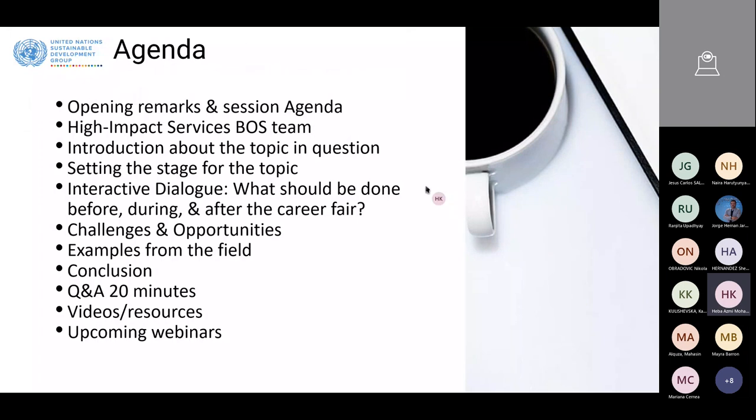So here we have the agenda of the slides of the presentation, which you can see on the screen. The agenda is pretty agile. First, we will start with the introduction about the topic, setting the basis, the theoretical background. And then we will follow that with an interactive dialogue about what measures we should take before, during, and after the inclusive career fair. And we will follow that, hopefully, with experience from the field, if you want to share with us any experience that you might have organizing inclusive events.